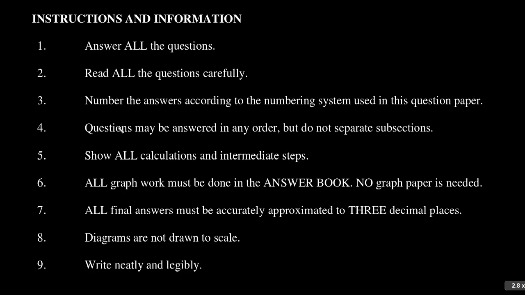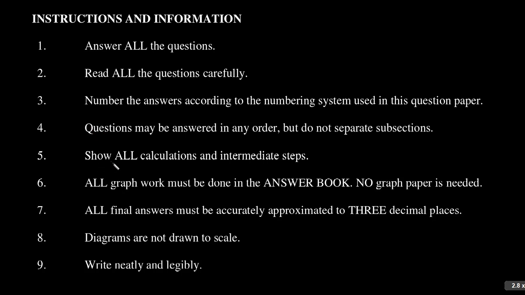When you come with your own numbering, you might get penalized. Instruction number 4 says questions may be answered in any order, but do not separate the subsections. Meaning, if you want to start with question number 3, for example, you can, but ensure that you answer everything that pertains to question number 3. Don't answer part of question number 3 and leave it to answer after you have written another question, because it will cause confusion. So be careful. When you start with any particular question, you need to finish all the subsections.